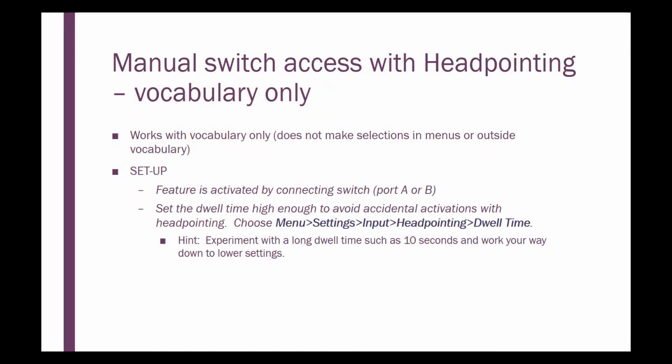The option to use a switch to activate the selection while using head pointing to move the cursor around the screen is also added. The switch activation only works within the vocabulary and will not activate selections within menus or outside the chat software. The feature is activated by connecting a switch to either port. Then you will want to set a high enough dwell time to avoid accidental activations through head pointing. In the video example that you will see, the dwell time is set to 10 seconds.